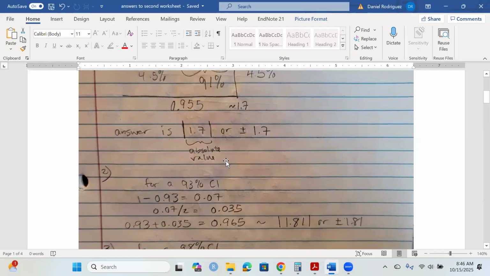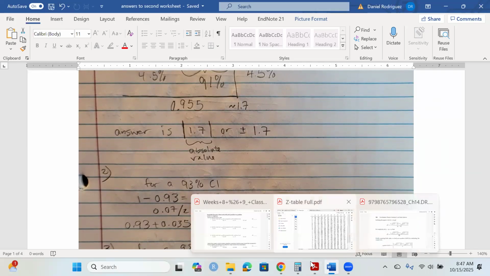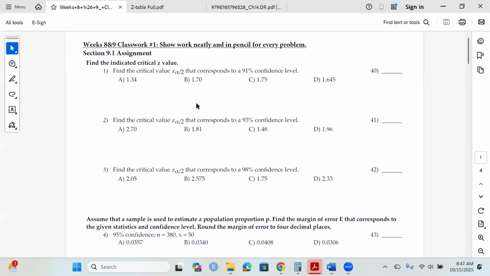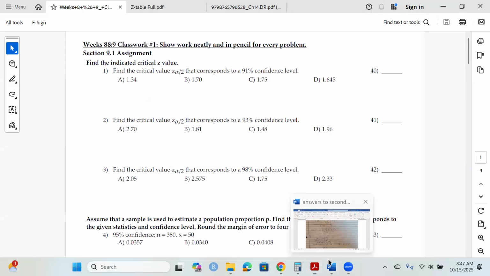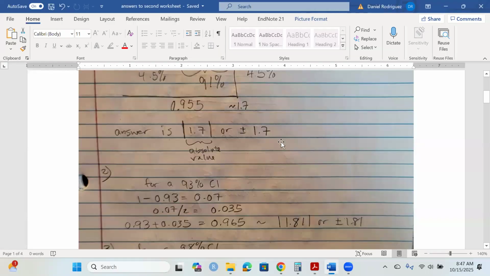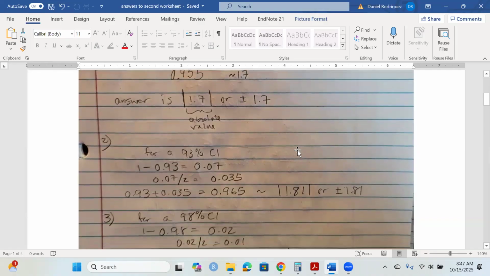Right? And if I go to the worksheet here, let me just show you this worksheet. So this worksheet says the answer is 1.70. It really technically should be either plus or minus 1.70, or you could say the absolute value of 1.7, because it's on both sides of the distribution. So you'll see in my answer, I would put either absolute value or plus or minus 1.7.